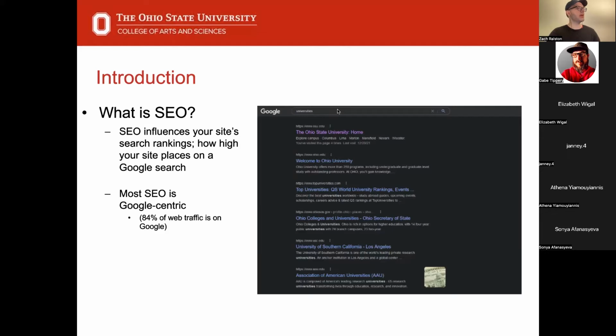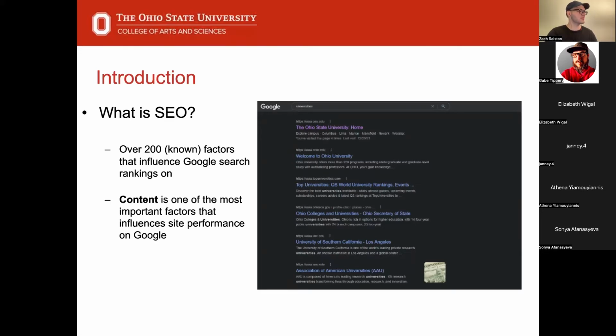So Google and other search engines basically use trackers and other little bots to determine how useful a website is to what's called a query term, basically the word or phrase that you type into Google to pull up what you're looking for. So Google is essentially looking for what is going to be the most useful or potentially useful website for your search terms. There are over 200 known factors that influence a Google search ranking.